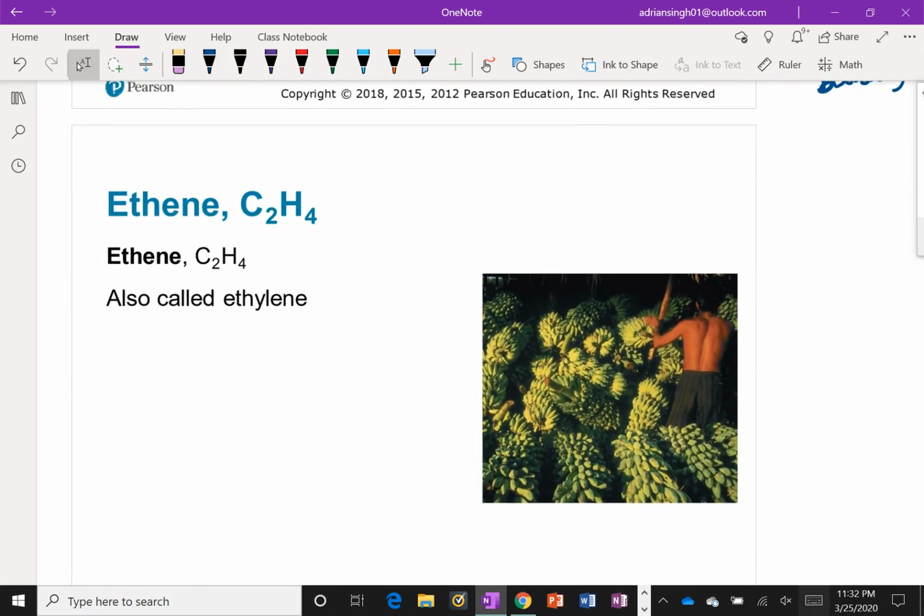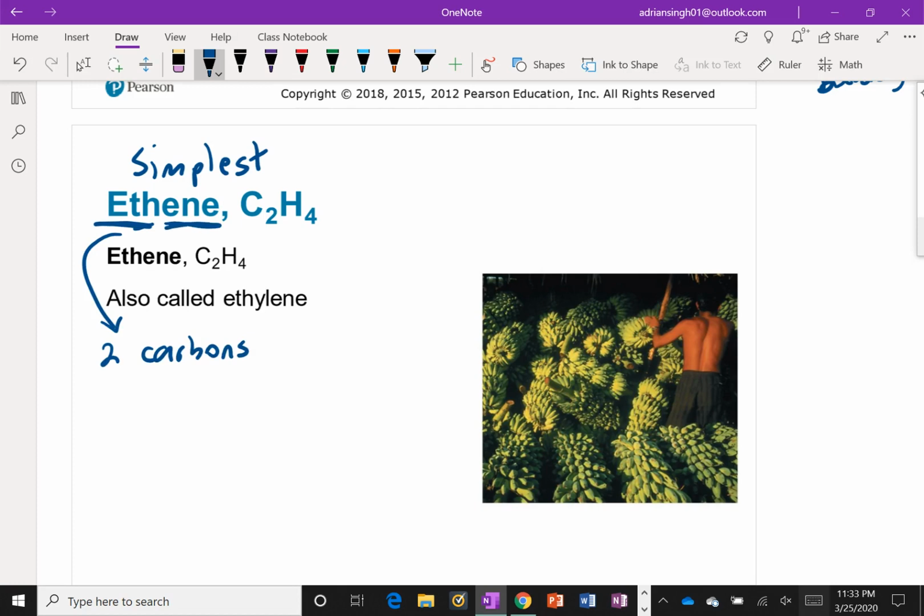The smallest alkene that we have is called ethene, with eth meaning 2 carbons. And the ENE, just as the ANE told you something was an alkane, tells you that it's an alkene, which means there's a carbon-carbon double bond present.